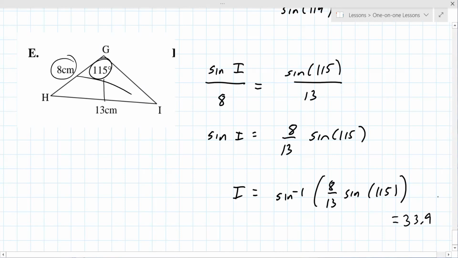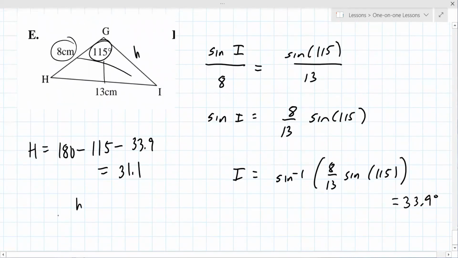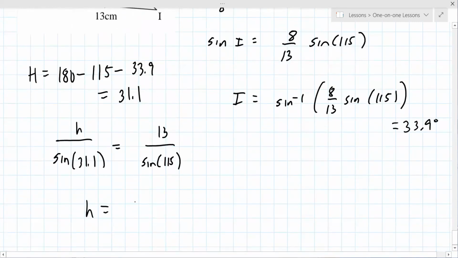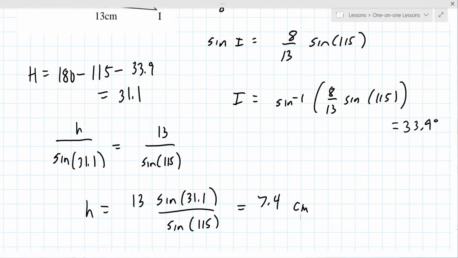So now once you have one of the angles, you can find angle H by subtracting the other two from 180. 115 minus 33.9, so it ends up being 31.1. Now we're looking for the other side, little h. Little h over sine of big H, sine of 31.1, equals 13 over sine of 115. Solving for h, you clear out the sine 31.1: 13 sine 31.1 over sine 115 equals 7.4 centimeters. That's it for that.